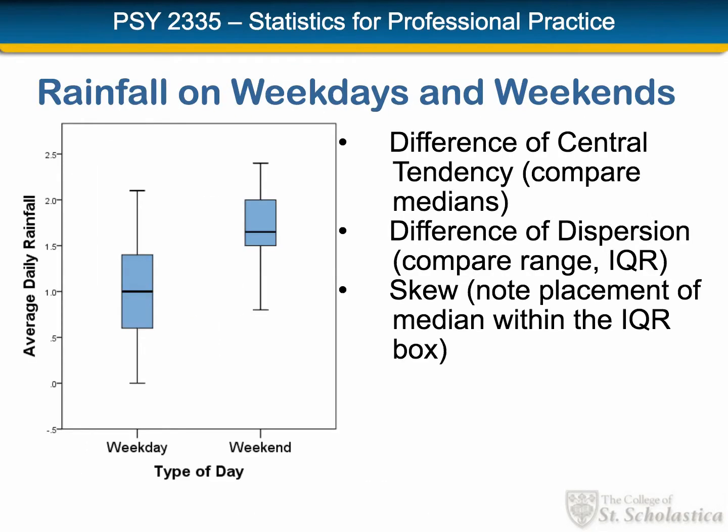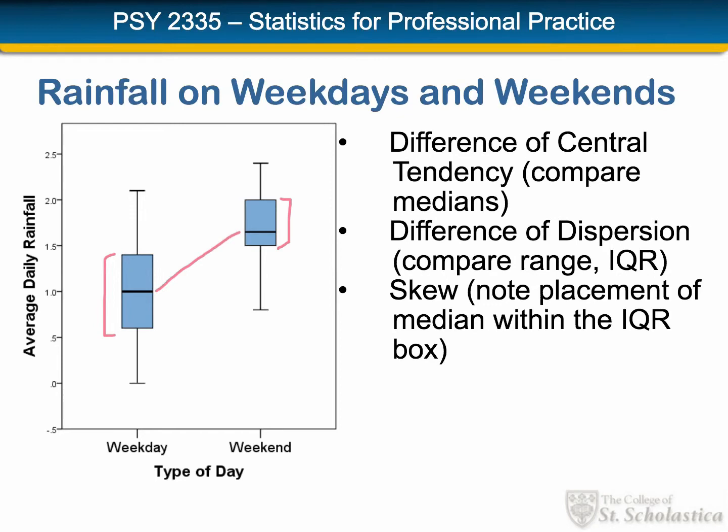In a second example, a researcher thought that it seemed to rain much more on the weekends than on weekdays in his area, so he plotted the average daily rainfall over a year for weekdays and weekends. And as you can see, it looks as though he had an accurate perception that on average it rained more on the weekend. We can tell that by comparing the central tendency. We can also see that there's somewhat less variability. The height of the box for the weekend is less than the height of the box for the weekdays.